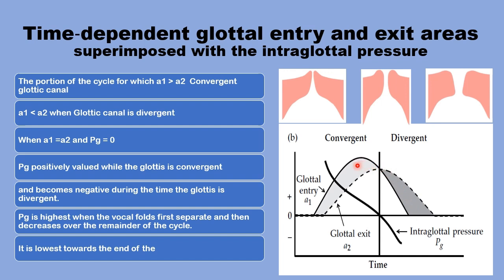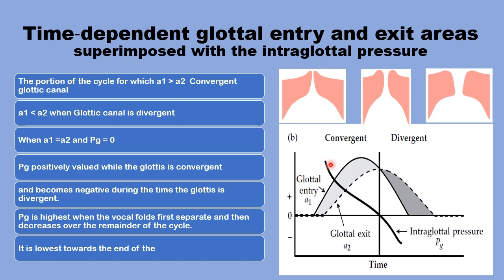So this is always more than the glottic exit area in the first half of the cycle, in the convergent opening phase. And the reverse happens in the divergent phase. The exit surface area of the canal, demonstrated here in this dotted line, is always more than the inlet area. So this would summarize the whole findings. The intraglottal pressure is positive during the opening convergent phase, and it is negative during the closing divergent phase.